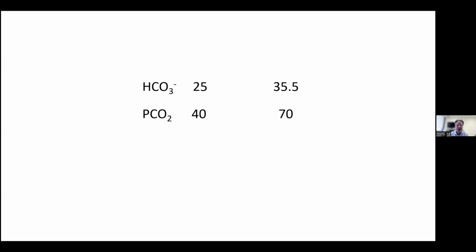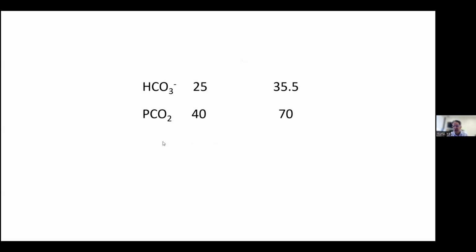Okay, here's another patient, 40 and 25, likely a male. And now the abnormal numbers are the PCO2 is 70 and the bicarbonate's 35.5. So again, calculate the change from normality for each of these, and then we'll figure out what the acid-base diagnosis must be.